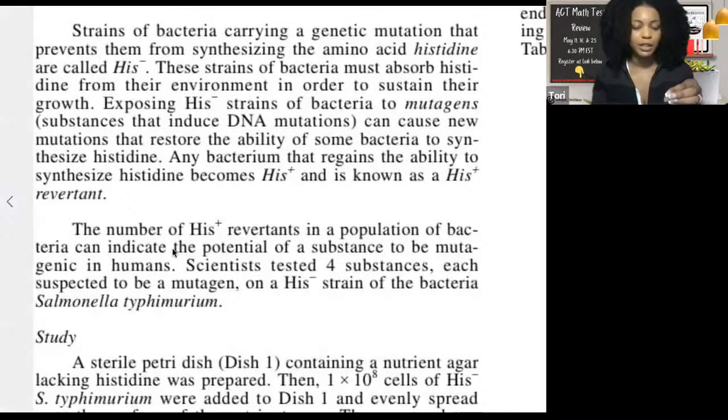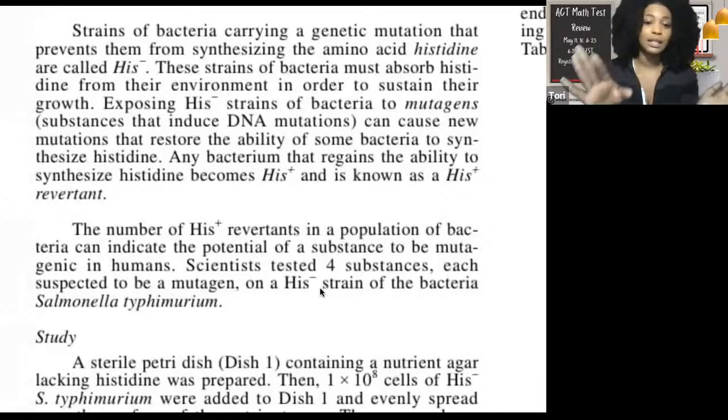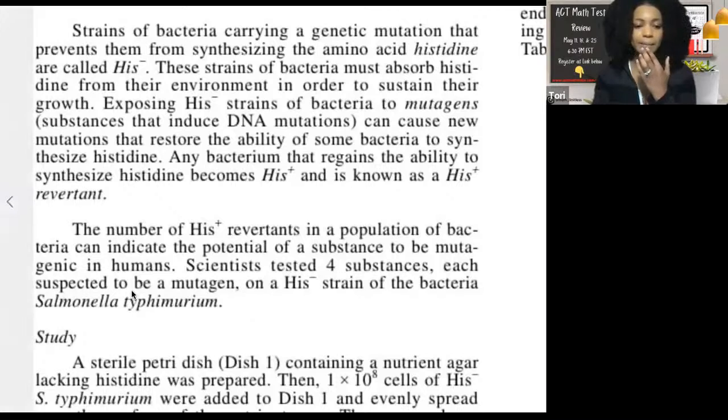So then we have some information here. The number of His positive revertants in a population of bacteria can indicate the potential of a substance to be mutagenic in humans. So scientists tested 4 substances, which we saw with the letters substance L, substance M, and so on. Each suspected to be a mutagen on the His negative strain. So they suspect that those 4 different things could be a mutagen and change it from His negative into His positive. That's the suspicion. We're going to find out on Salmonella T. Okay.